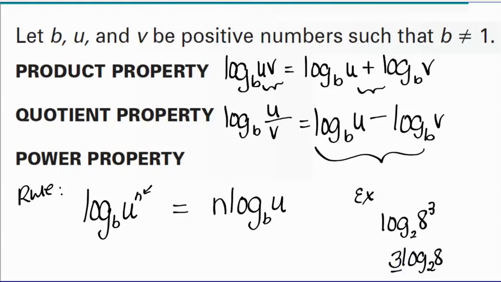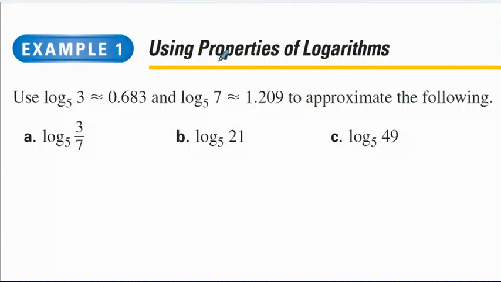All right, so let's look at 3 unique examples today. The first one, using properties of logarithms, we're going to approximate the following. The first one, we want to approximate what the value of log base 5 of 3 divided by 7 will be. Now in the question, they gave us what log base 5 of 3 is approximately equal to and log base 5 of 7. Now what we'll do first is we'll use the quotient property, which allows me to expand this to log base 5 of 3 minus log base 5 of 7.